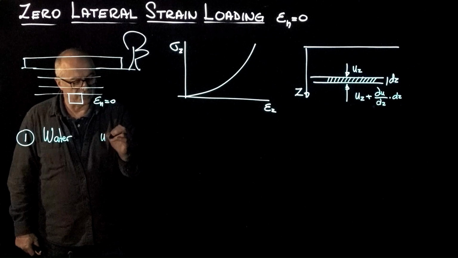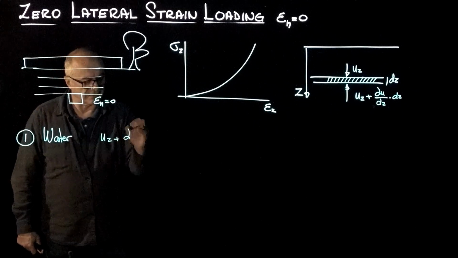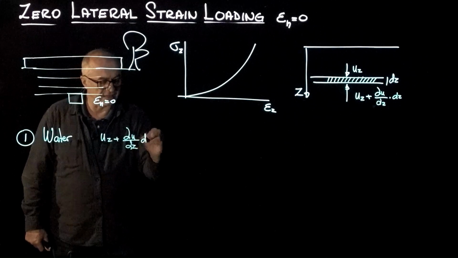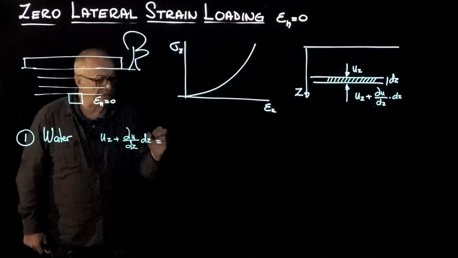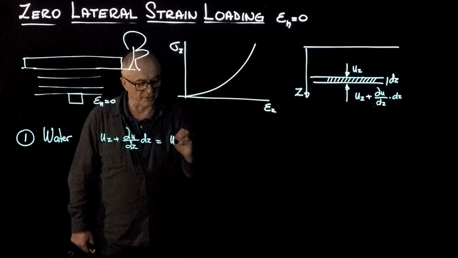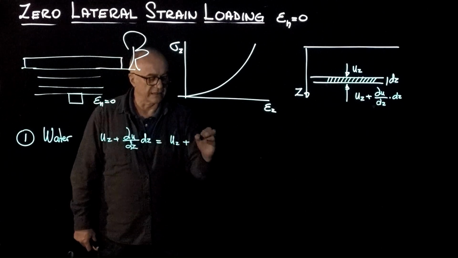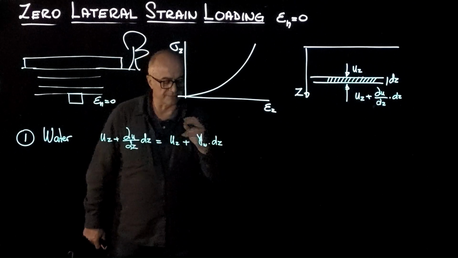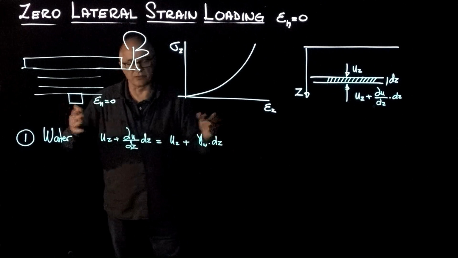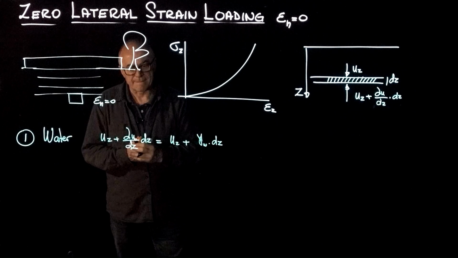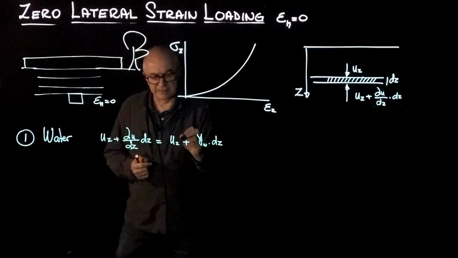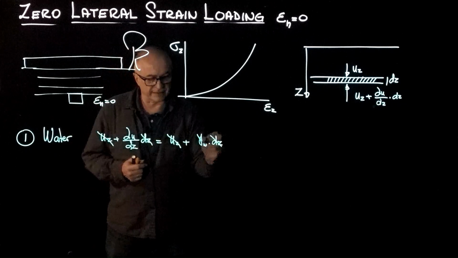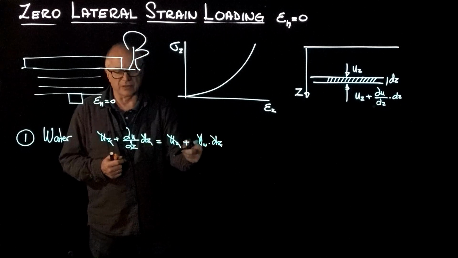It's going to be u_z plus the gradient of u with respect to z times dz is going to be equal to the pressure from the top, u_z, plus the unit weight of water times dz. All this is, of course, per unit area. And now we can simplify, and what we get is that the gradient is equal to the unit weight.